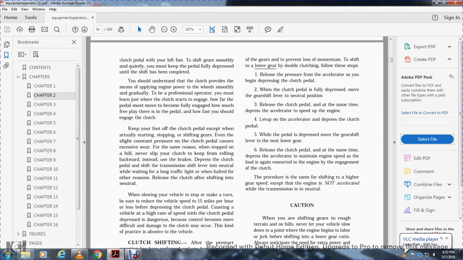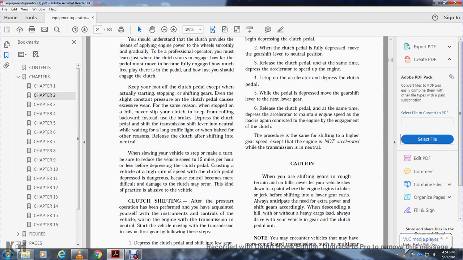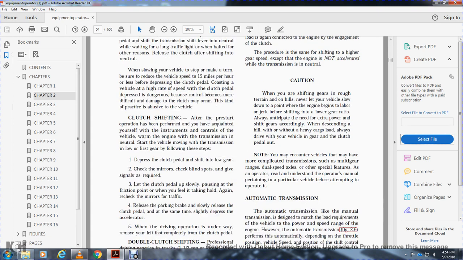Never slip your clutch to keep from rolling backward. Instead, use the brakes. Depress the clutch pedal and shift the transmission shift lever into neutral while waiting for a long traffic light. When halted for other reasons, release the clutch after shifting to neutral. When slowing the vehicle to stop or to make a turn, reduce the speed of the vehicle to 15 miles per hour before depressing the clutch pedal. Coasting the vehicle at a high rate of speed with the clutch pedal depressed is dangerous, because control becomes very difficult and damage to the clutch may occur. This kind of practice is abusive to the vehicle.